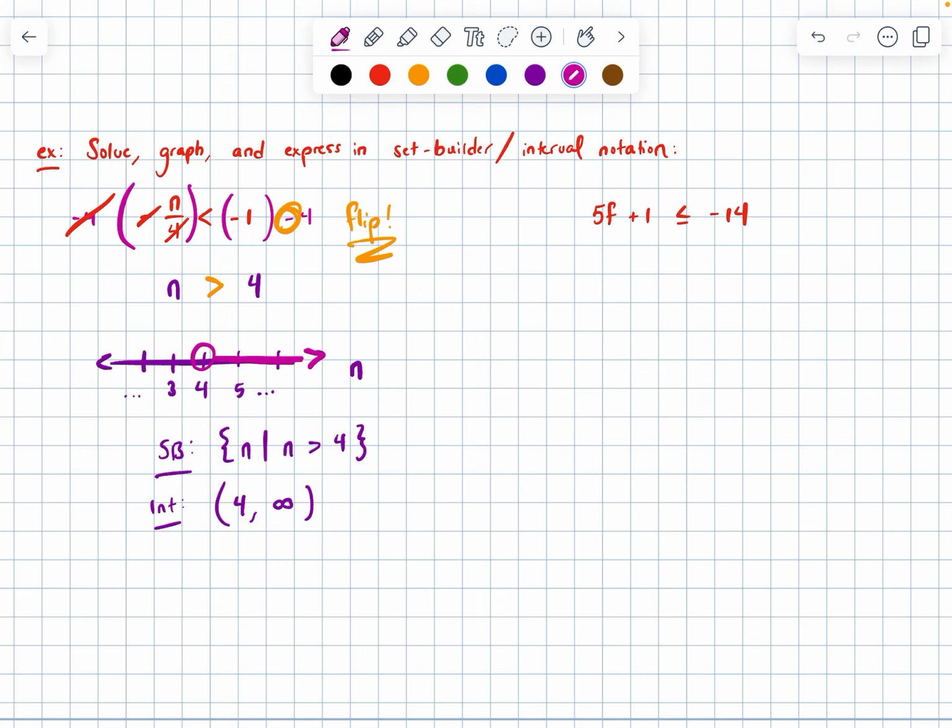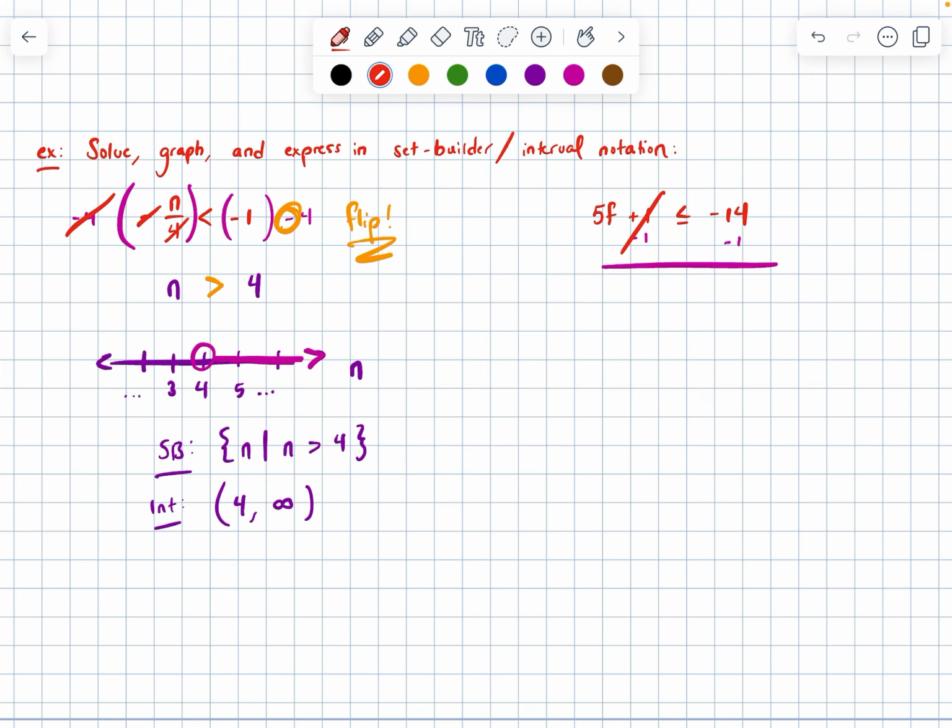And finally, 5f plus 1 is less than or equal to negative 14. Well, here I've got two things connected to that f, I need to figure out what choice am I going to make. In this case, what's the easiest thing to get rid of first? Well, just like solving equations, reverse PEMDAS is going to be the name of our game here. So I should probably try to undo any addition or subtraction that I see before I do the multiplication.